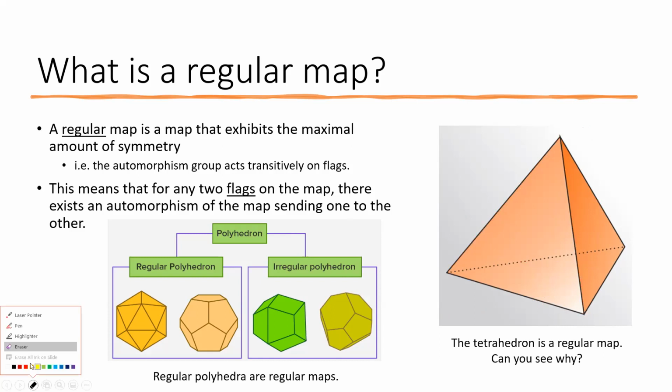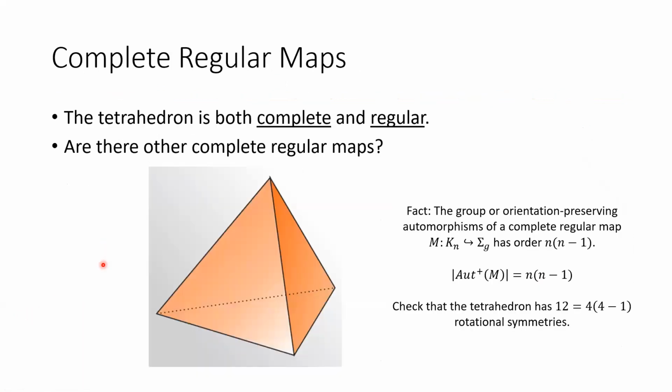And I'm interested in complete regular maps. So the tetrahedron is both complete and regular. It's complete because it's an embedding of a complete graph into a sphere, and it's regular because the automorphism group acts transitively on flags. So are there other complete regular maps? This is the first question, and it has actually been answered a long time ago, but I'll get to that.